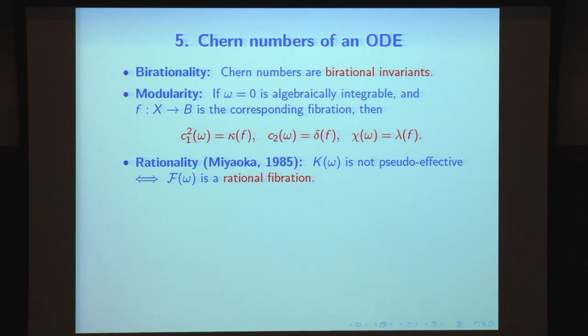So rationality means that the canonical divisor of the ODE is not pseudo-effective. This is equivalent to the solution being a rational fibration. Because omega is reduced, if it is algebraic, it corresponds to a fibration. So the fibration is a rational fibration, meaning the fibers are rational curves.